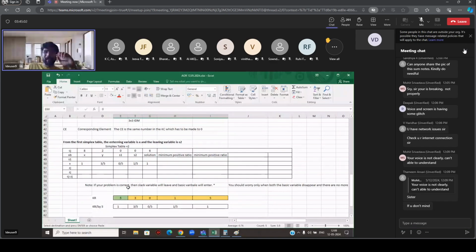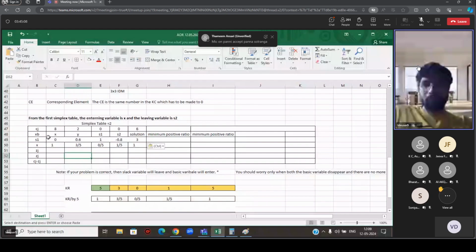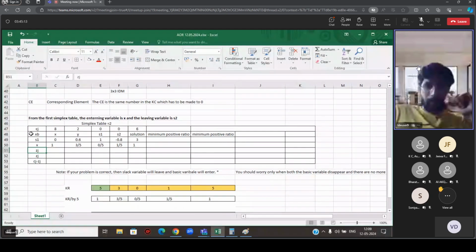Then what you need to do? Exact same process. What is Zj? Whatever are the values here, you are going to multiply them and you are going to get the values. How? You see, CB, where is that? Okay, I missed one more column. This one.